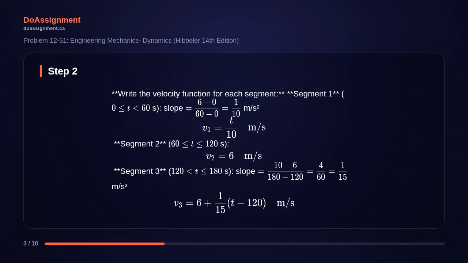For segment 1, the slope is 6 divided by 60, which equals 1/10 meters per second squared, giving v equals t over 10. Segment 2 is simply v equals 6. For segment 3, the slope is 4 divided by 60, or 1/15th, so v equals 6 plus 1/15th times the quantity t minus 120.